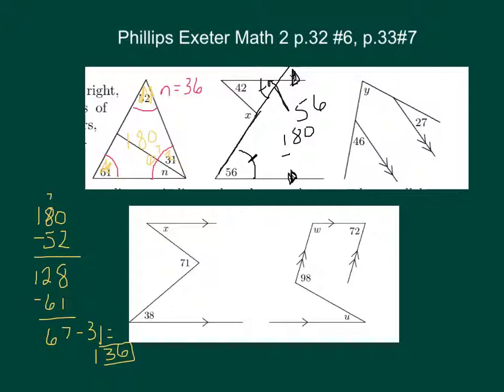minus, now 56 plus 42 is 98. So 180 minus 98, that gives you an 82 for this angle right there. And then that gives you that x equals 98, because these two have to add to 180. The x and the 82 add to 180. So that's one way you can do it.